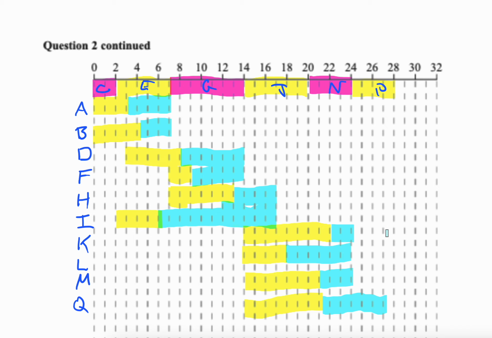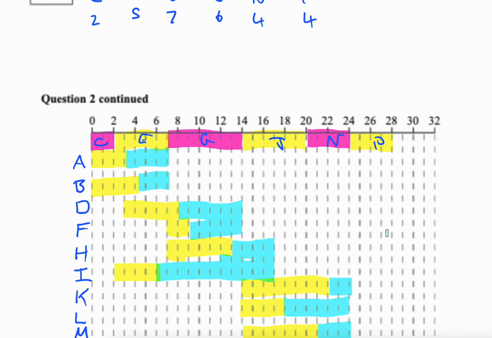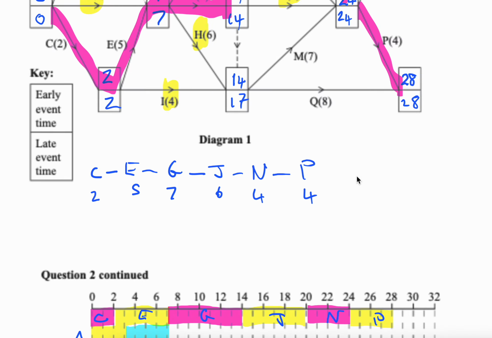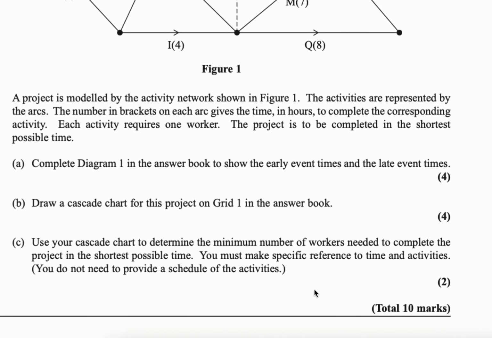A lot of time spent on that question. It does take time, but that's one of the things you're going to have to manage. Okay, last part, 2 marks. Use your cascade chart to determine the minimum number of workers to complete in the shortest possible time.